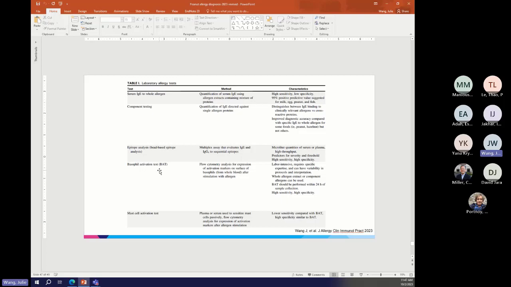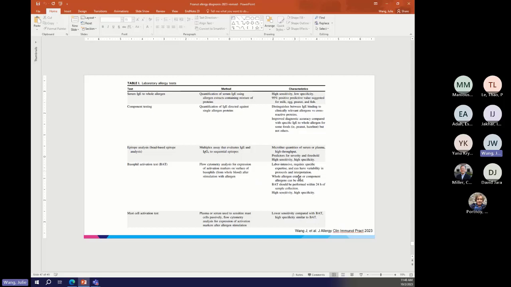A few words about the BAT. CD63 is the most commonly used activation marker for BATs. Some studies use CD203c. The diagnostic performance does vary by food, and the BAT, based on the studies thus far, seems to have high sensitivity, high positive predictive, and high negative predictive values. And there's data suggesting that BAT might predict severity and thresholds of clinical reactivity at food challenges, and might even be able to serve as a biomarker for desensitization and sustained unresponsiveness or remission for those on immunotherapy.